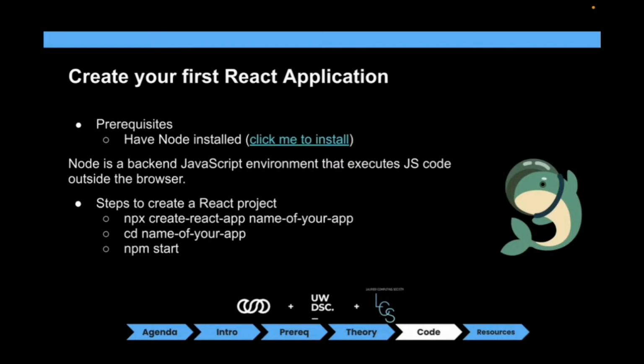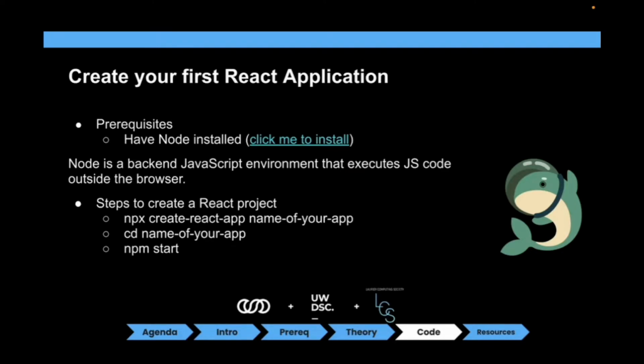Now, Node is a backend JavaScript framework that executes JavaScript code outside the browser, and a main reason why Node is used a lot right now is because Google developed a V8 engine which converts their JavaScript code to C++ and into machine code, so it just makes it run a lot faster.